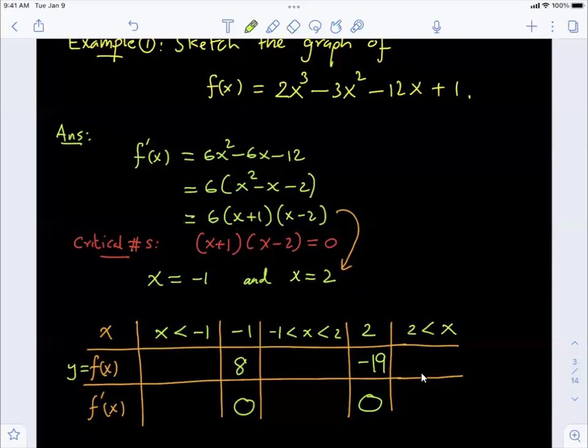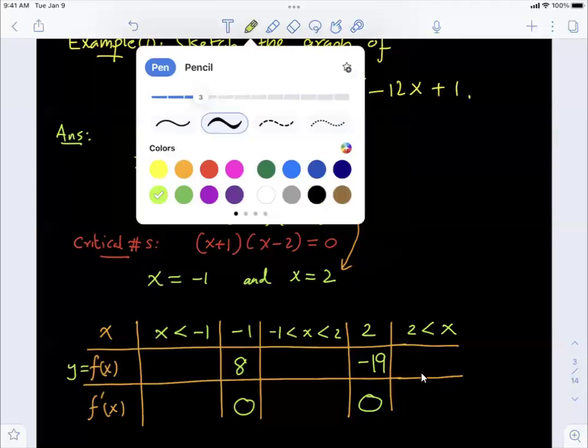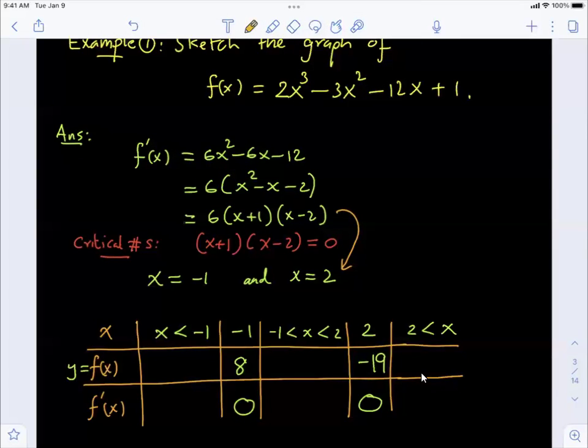When the first derivative is negative, that simply means the original function is decreasing. So all we need to have in these columns would be just a positive sign or a negative sign, plus or minus. We need to determine which sign the derivative has on each interval.